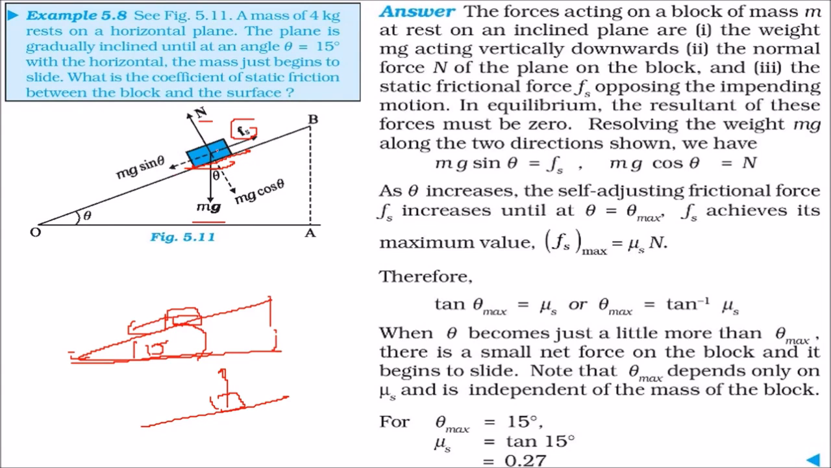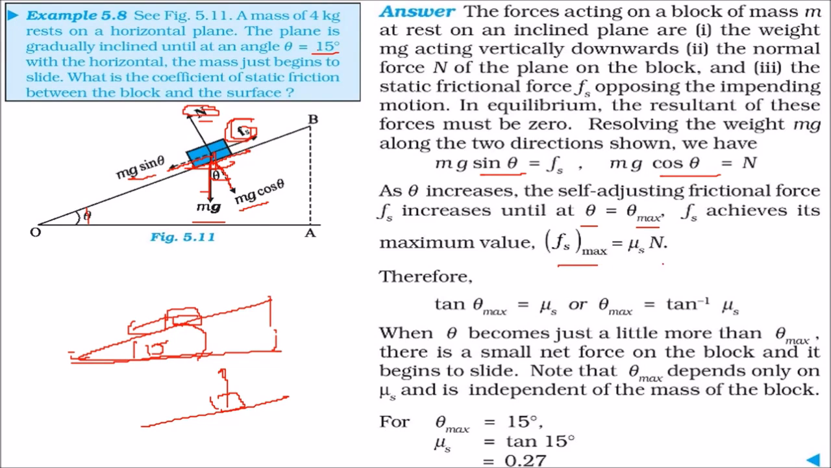Because it is at equilibrium, the resultant of these forces must be 0. So if this is mg and this is theta, this will also be theta, by trigonometry. This will be the mg cos theta component, and this will be the mg sin theta component. So if these are all in equilibrium, Fs has to be equal to mg sin theta and N has to be equal to mg cos theta, which is done here. But as we increase theta, this self-adjusting frictional force Fs increases until theta is equal to theta max. And theta max is what? It is given that theta max, the maximum angle, is 15 degrees.